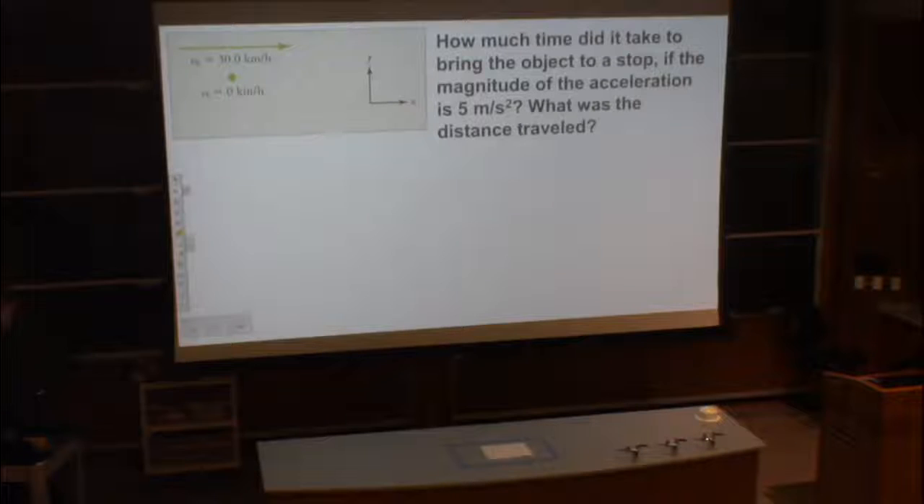The first thing to do is to add this number to all given data. So we have to do it literally. Magnitude of the acceleration is 5 meters per second squared. So what symbols do we use for the word magnitude? Exactly. Magnitude of the acceleration is equal to 5 meters per second squared.